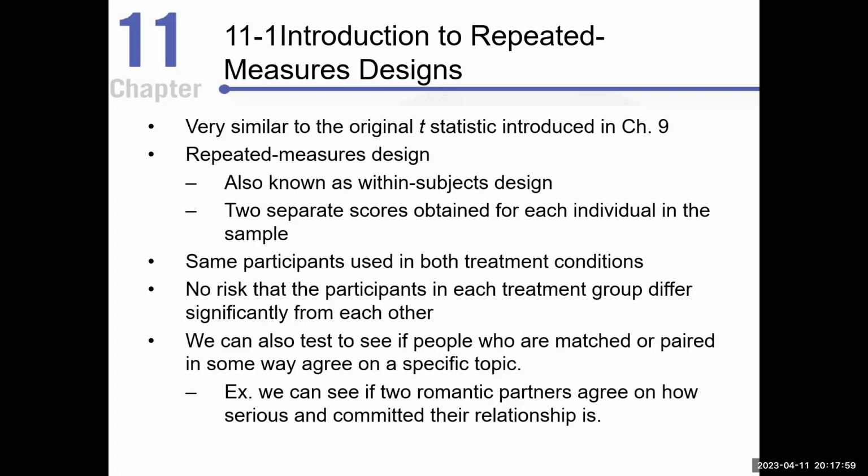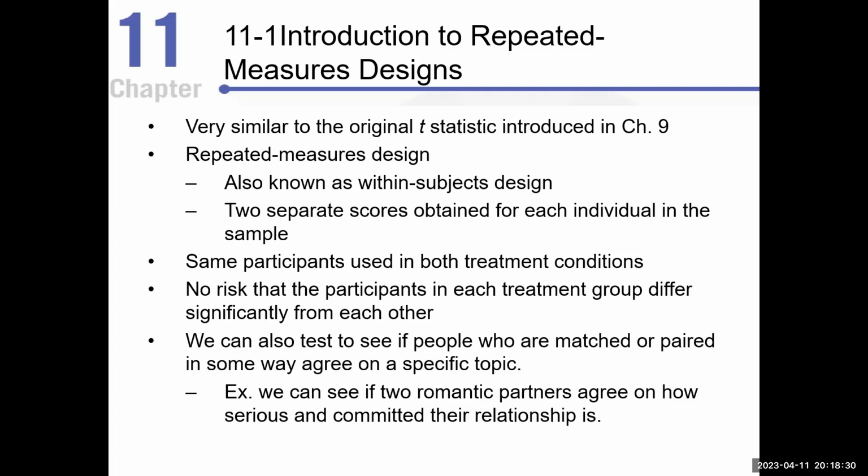Okay. There is, again, no risk that the participants in each treatment group differ significantly from each other because they are the same person. You don't have to worry about what we say in statistics, the individual differences between people. Since we're all unique, we're all going to score differently on measures. But when you're using the same person, that reduces the variance between the scores, and that removes those individual differences that we see when we use an independent measures design.